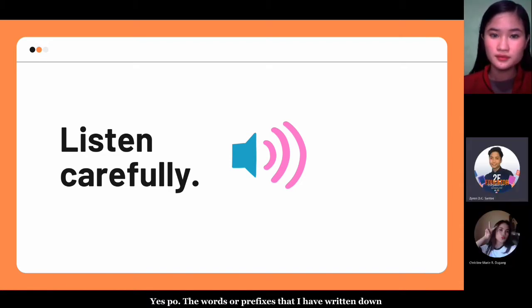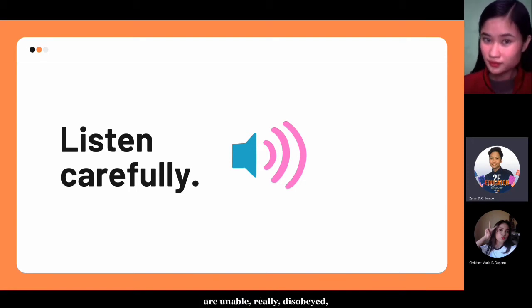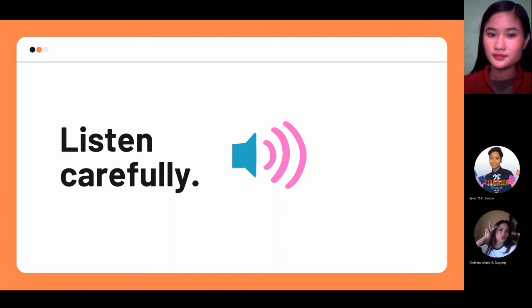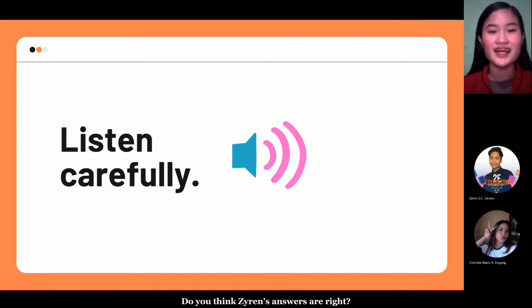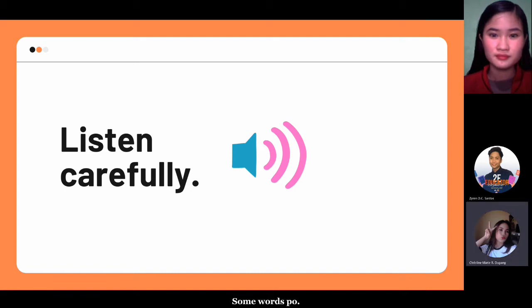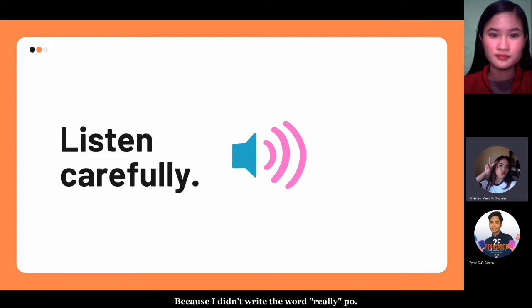Yes po. The words or prefixes that I have written down are unable, really, disobeyed, irresponsible, impossible, and unfinished po. Okay, how about yours, Christine? Do you think Zairen's answers are right? Some words po, because I didn't write the word really po. And these are the words that I have written po. Unable, disobeyed, irresponsible, impossible, and unfinished po.